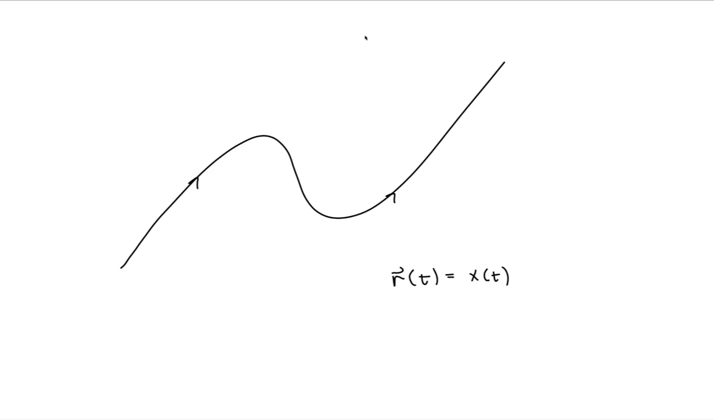Let's say we have an arbitrary function in space. This function is given by the equation r of t, with an x component being a parameterized function of t, the y component being a parameterized function of t, and the z component being a parameterized function of t.